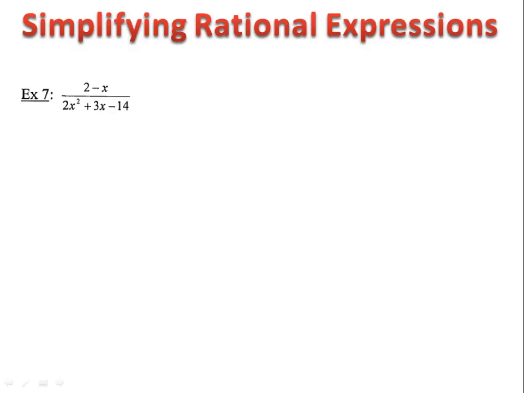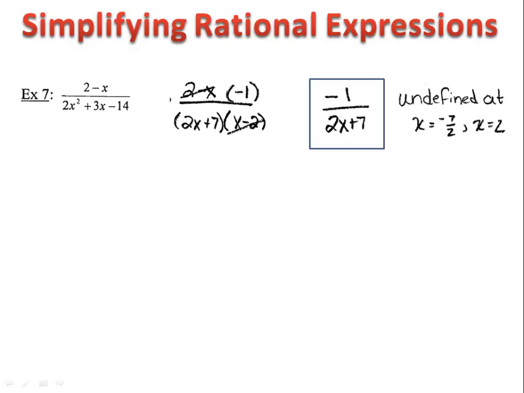In example 7, we once again want to factor. Please pause the video here, factor, and simplify this expression. We have 2 minus x over 2x plus 7 and x minus 2. 2 minus x and x minus 2 are opposite factors, and so they reduce to negative 1. I usually just put the negative 1 right in the numerator. That leaves us with negative 1 over 2x plus 7, with the fraction being undefined at negative 7 halves and 2.